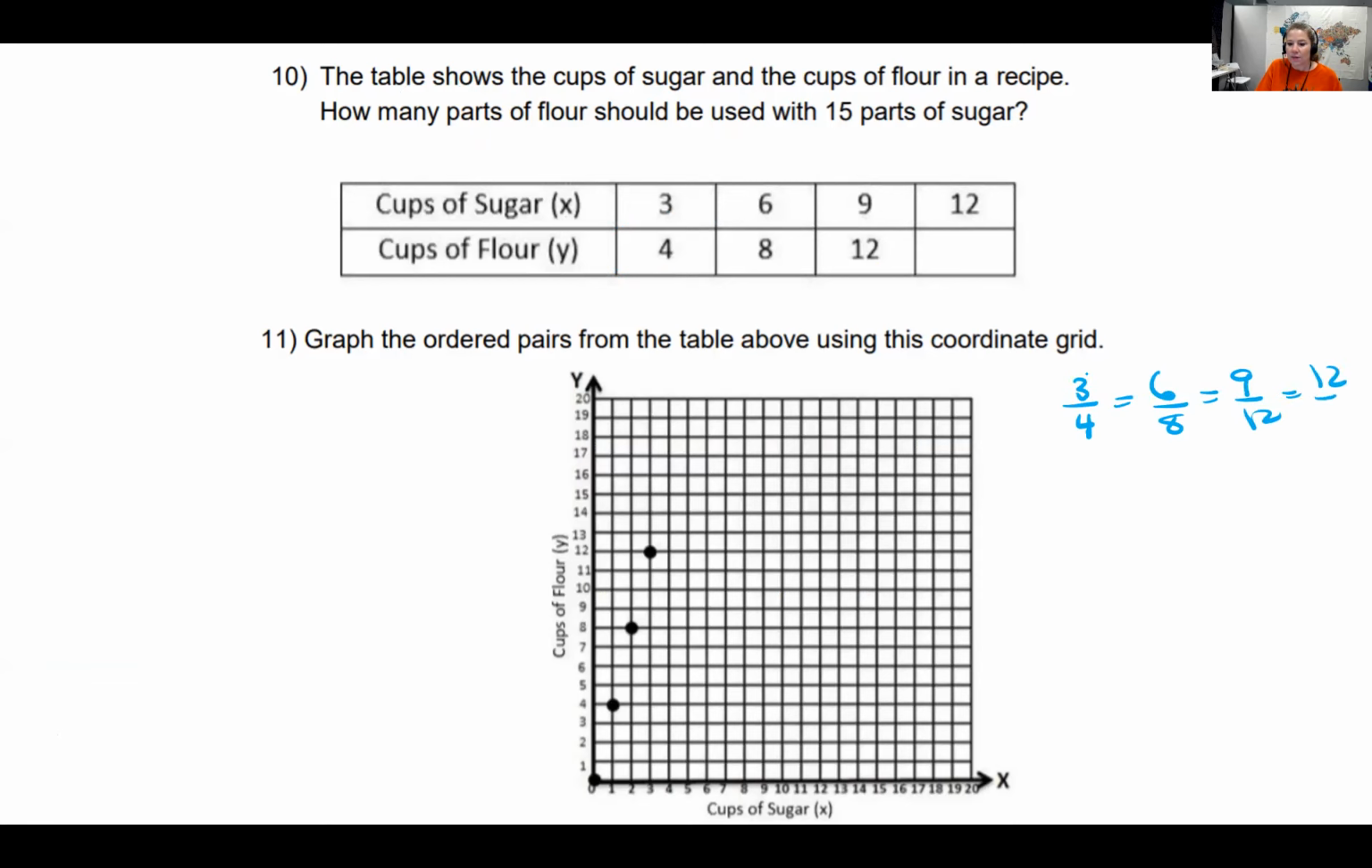over what? Well, 3 times 4 is 12. So I'm going to multiply 4 times 4, and I'm going to get 16. Okay. So to get from here to here, we'd multiply by 3 and by 3. Here we'd multiply by 2 and by 2. And the last one was by 4 and by 4.